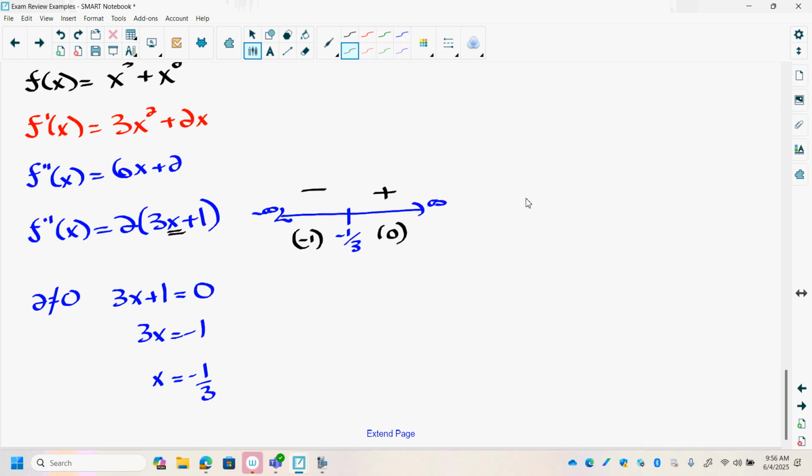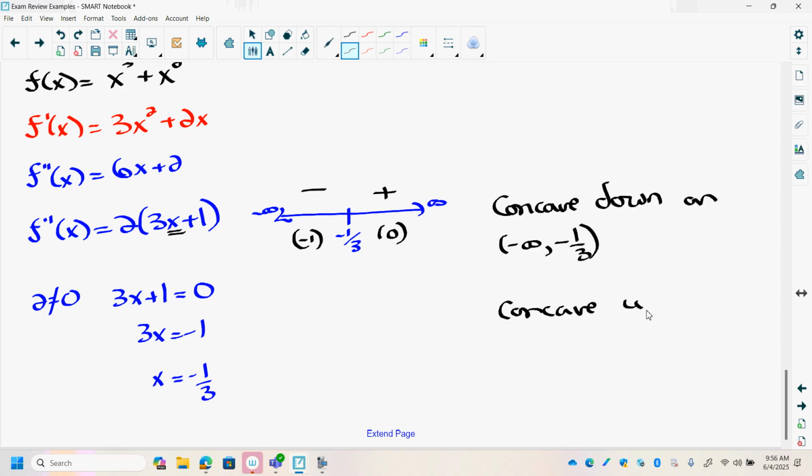What am I going to say? Concave down, okay? We're starting with concave down on negative infinity to negative 1/3, and concave up on negative 1/3 to infinity. Is that okay with everyone?